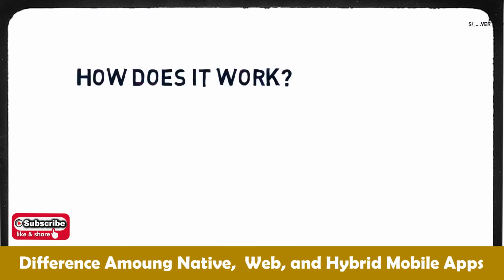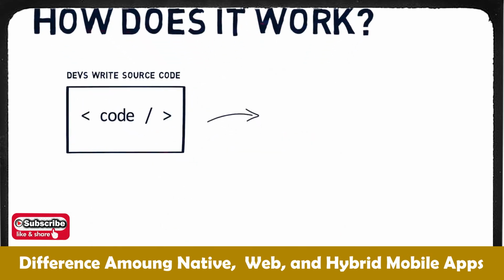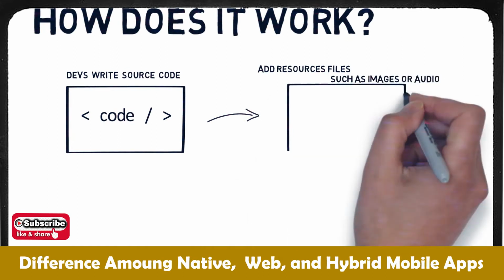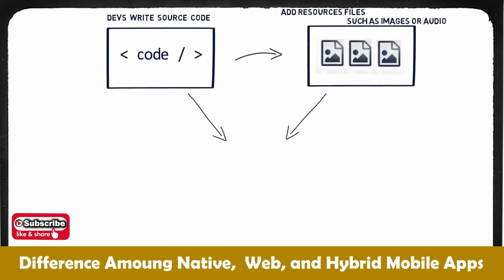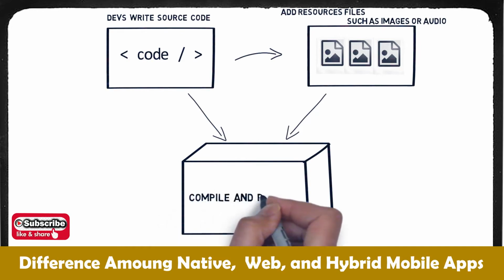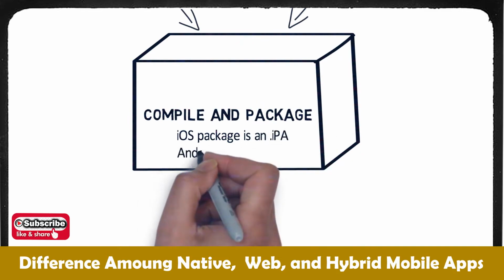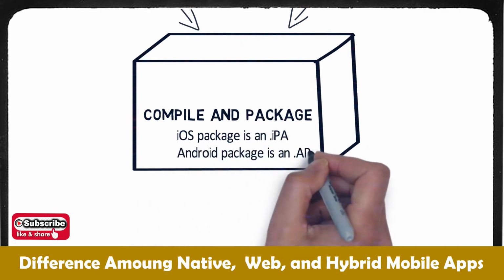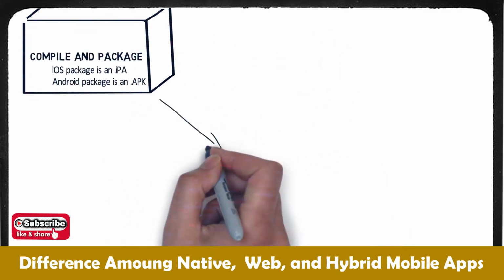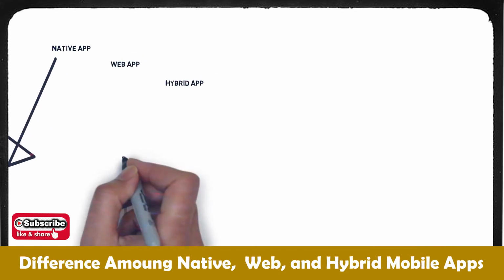How does it work? Devs will write the source code and add resource files such as images, audio. When they're ready to submit to the App Store or the Play Store, they'll need to compile and package their application. iOS package is an IPA, Android package is an APK. Once it's compiled and packaged, they'll be able to submit to the App Store or the Google Play Store. Maybe Windows if you're into that kind of thing.